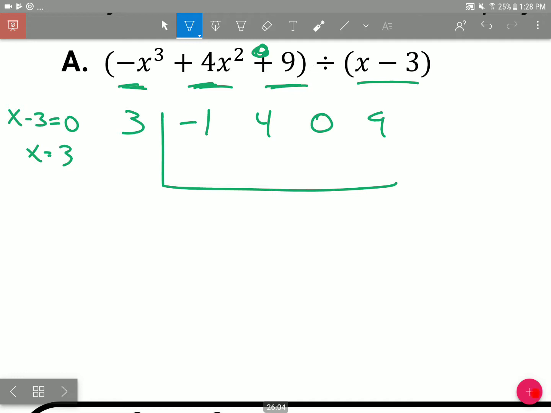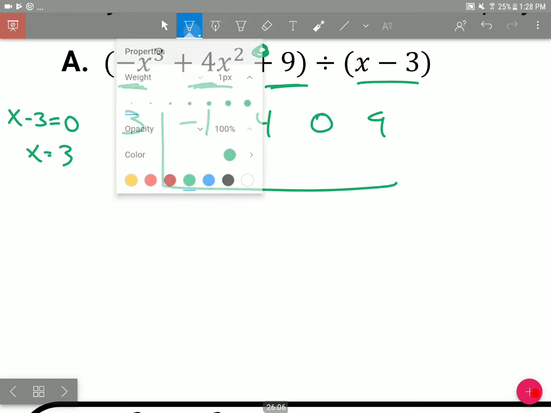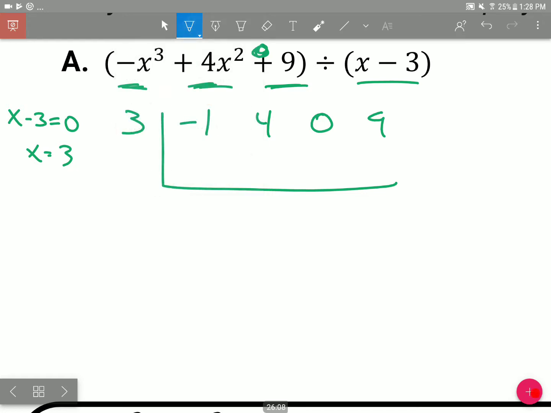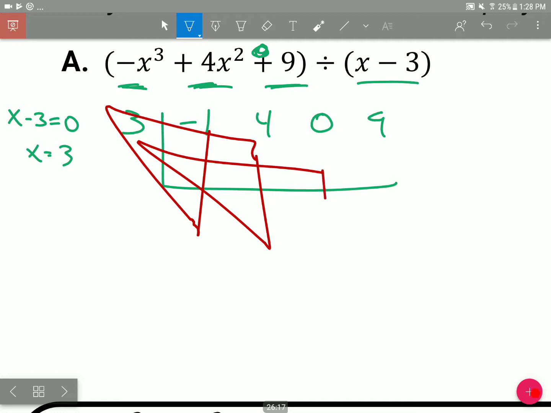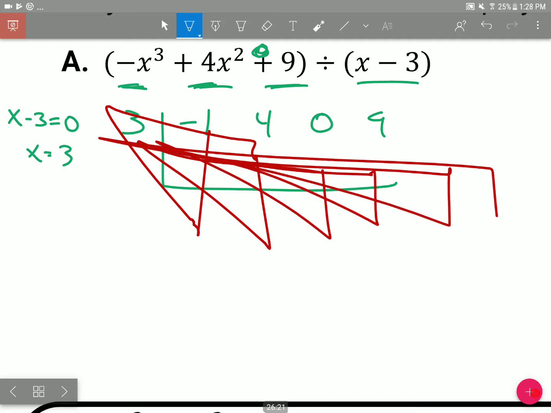From here, here's the process. We're going to drop the first term. Don't write this down, just watch. We're going to drop the first term, then multiply by 3, put it there, add. Multiply by 3, put it there, add. Multiply by 3, put it there, add. Multiply by 3. And we will just keep on following that pattern until we are done.